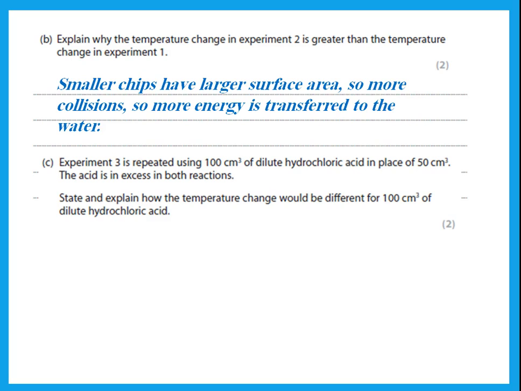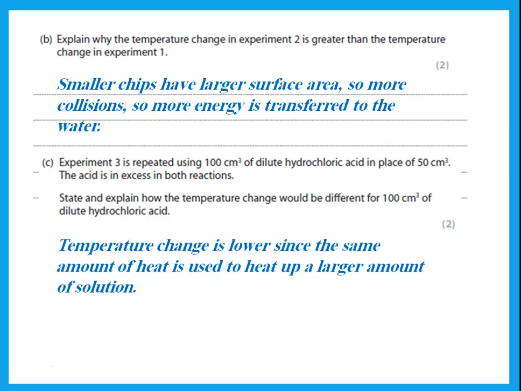So if I'm doing the same experiment that is producing the same amount of heat, but instead of doing it in a volume of 50, I'm doing it in a volume of 100, that means I'm using the same amount of heat to heat up a larger volume. My temperature change will be smaller because you're using the same amount of heat to heat up a larger volume of solution. So the increase in temperature of the 100 centimeter cube will be much smaller. So temperature change is lower since the same amount of heat is used to heat up a larger volume or a larger amount of solution.